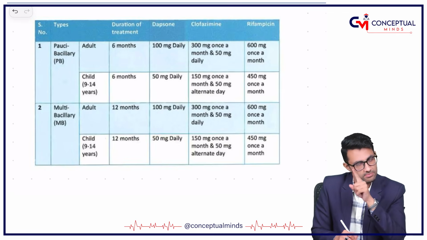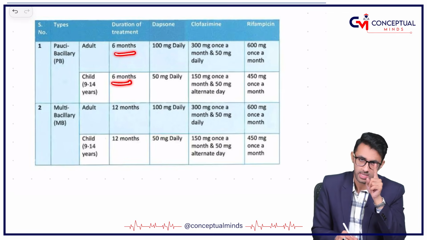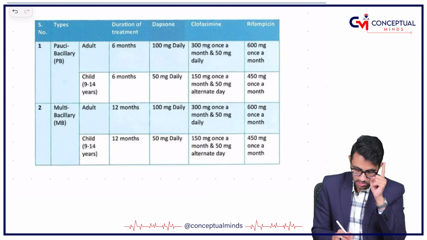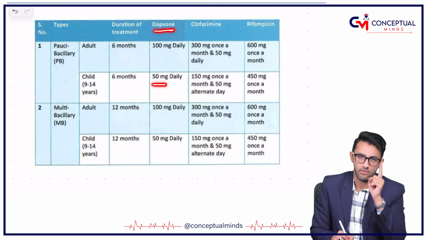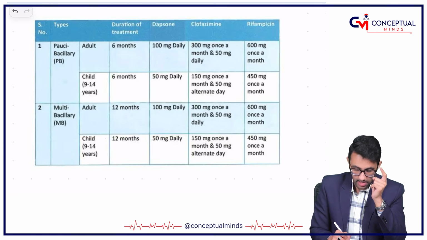So if there is a child with paucibacillary leprosy, the duration will be 6 months. The duration of paucibacillary is 6 months. But what about the dosages? The dapsone dosage is half. What did we give before? We gave 100 mg, now it becomes 50 mg. Dapsone is half. Dapsone is daily.